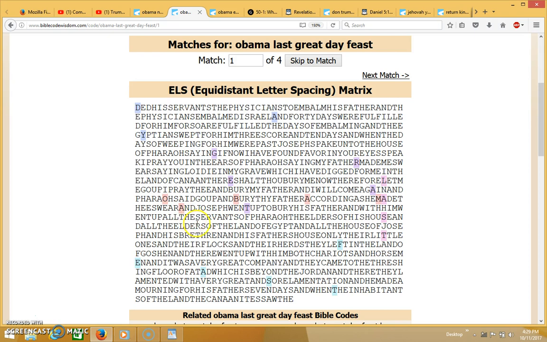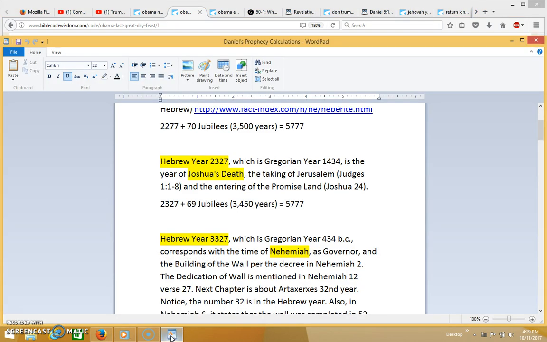And so his bones had to be carried, I believe it was for 40 years in the wilderness, until they finally got to the Promised Land, which was actually in the Hebrew year 2327. This is something I've talked about before. The Gregorian year was 1434, and this was a Jubilee year. And this happened at the same time as Joshua's death.